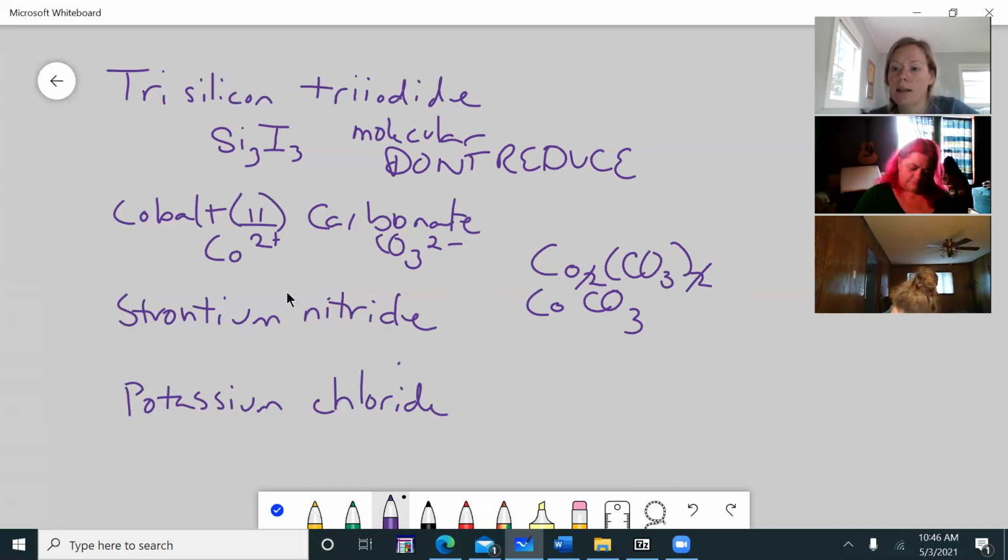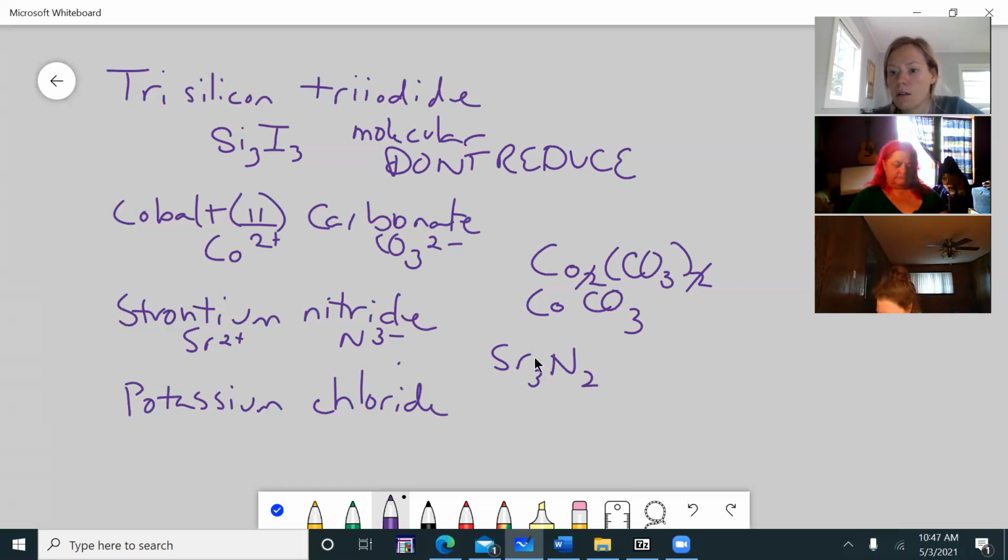Strontium nitride, this is a metal and a non-metal. Strontium has the symbol Sr, and its charge is a 2+. Nitride is N with a 3- charge, and we just flip-flop. So the Sr is going to get the 3, and the nitrogen is going to get the 2. Is this sparking some things in your brain? Remembering how this worked? Okay. Potassium chloride, pretty simple. Potassium is K. Chlorine is Cl with a minus. +1, -1, it's a 1-to-1 ratio. So KCl, and you're done.